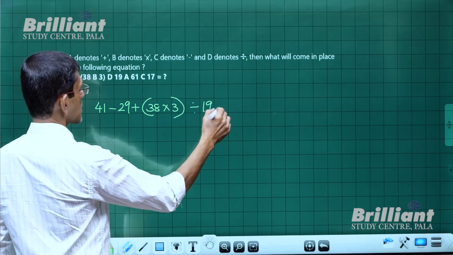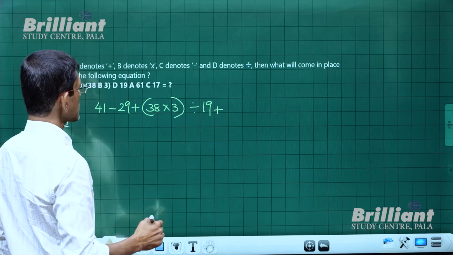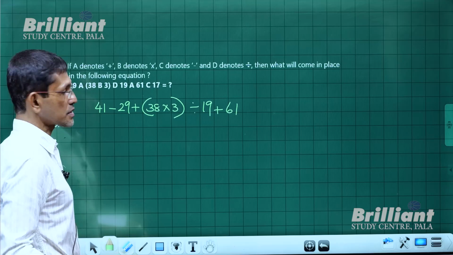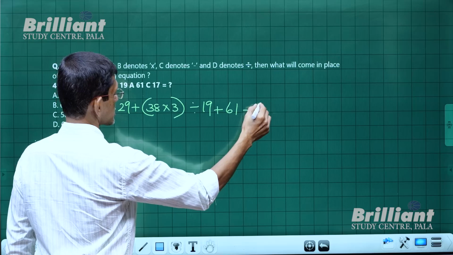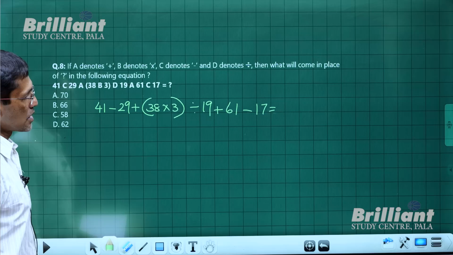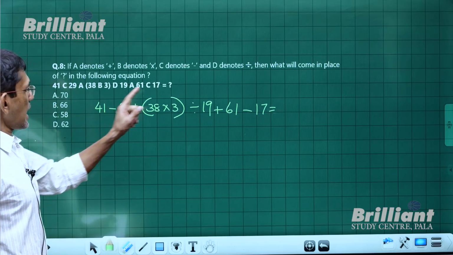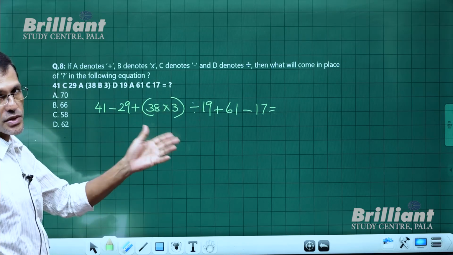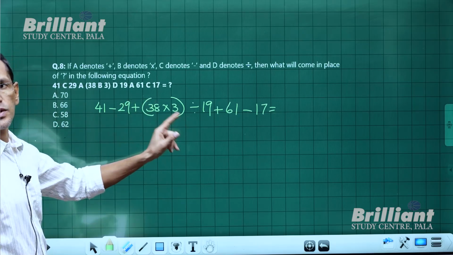Then A plus, A is plus 61, and C. C is given us what? Minus 17. That's equal to what? That's a question. So here, the answer is asked. That means you just apply the BODMAS here, you get the answer. You don't need to check with each and every answer choice. You try it once, you get the answer.